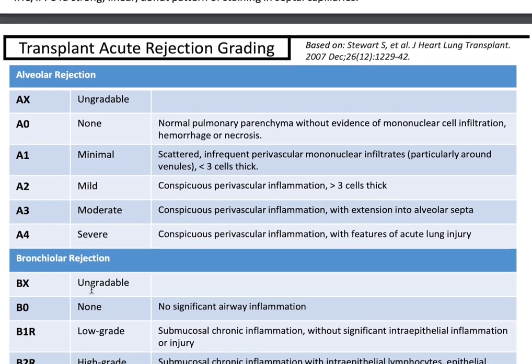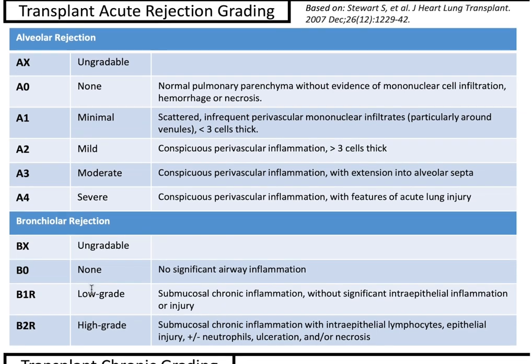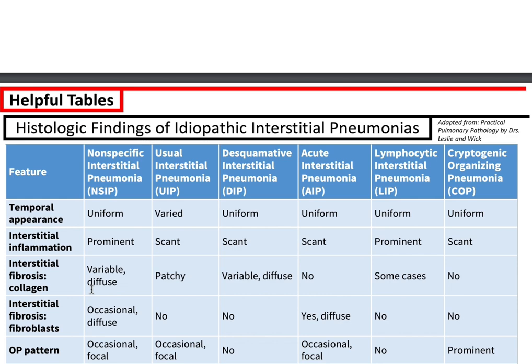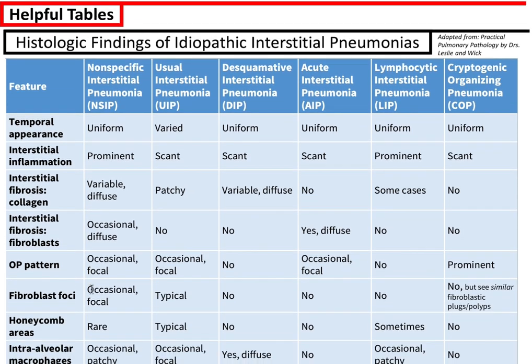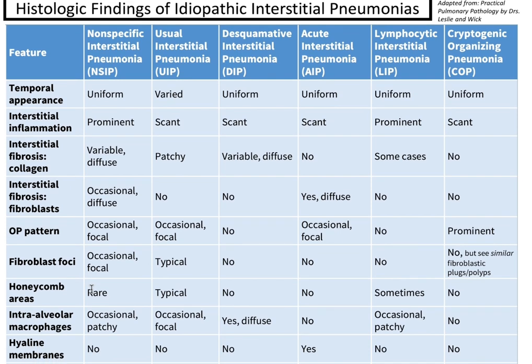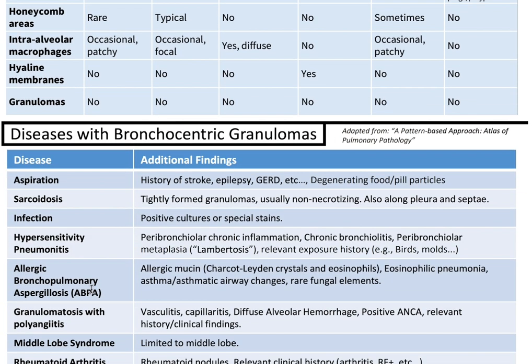This is a transplant acute rejection grading chart that Dr. Schaberg has provided, and I will leave for your reference. Here's a transplant chronic grading. And here are very helpful tables of the histologic findings of idiopathic interstitial pneumonias that I will leave for your review. And a chart with diseases with bronchocentric granulomas.